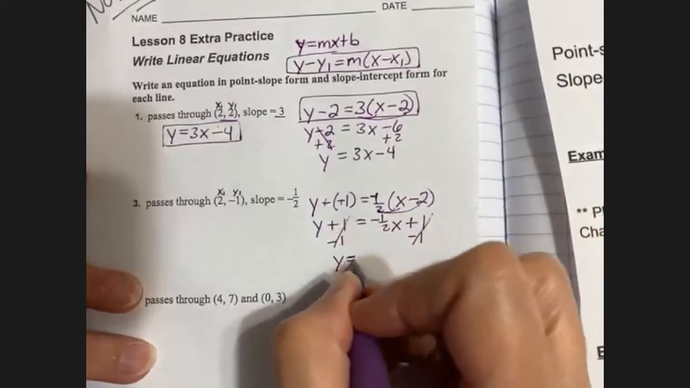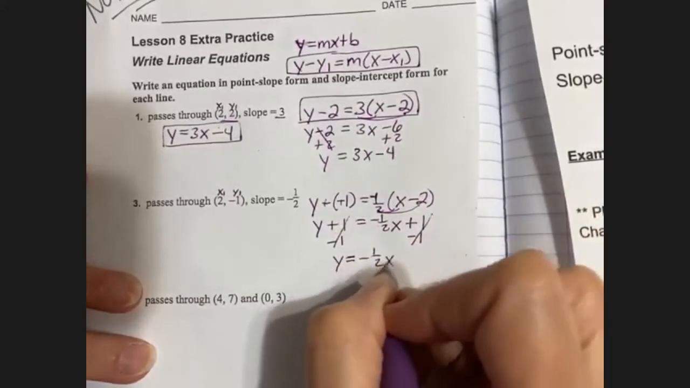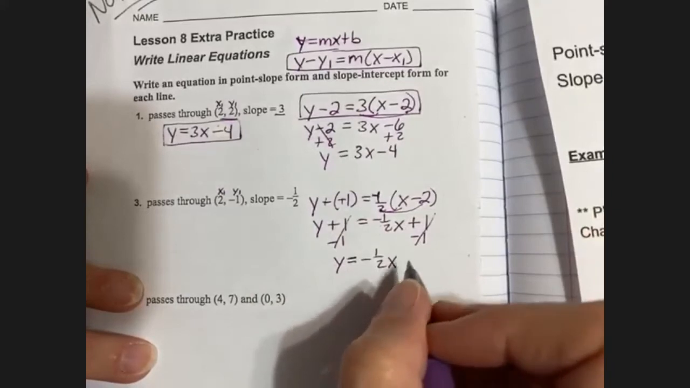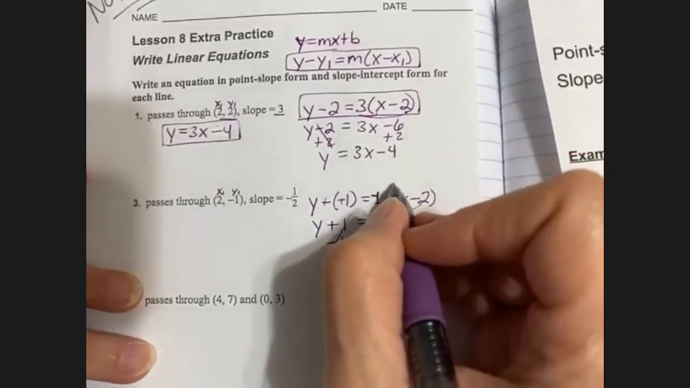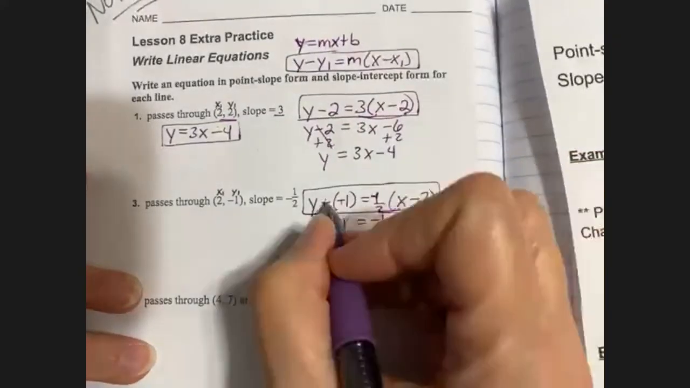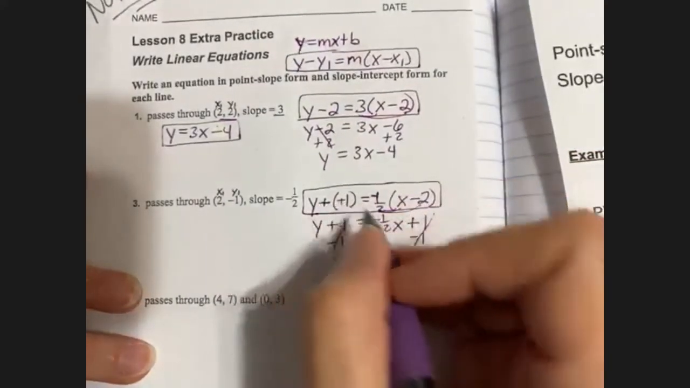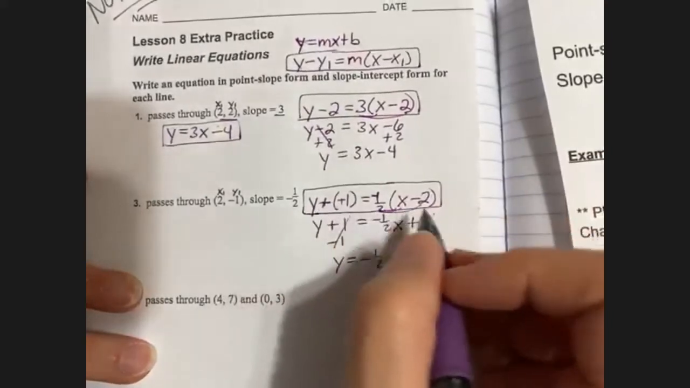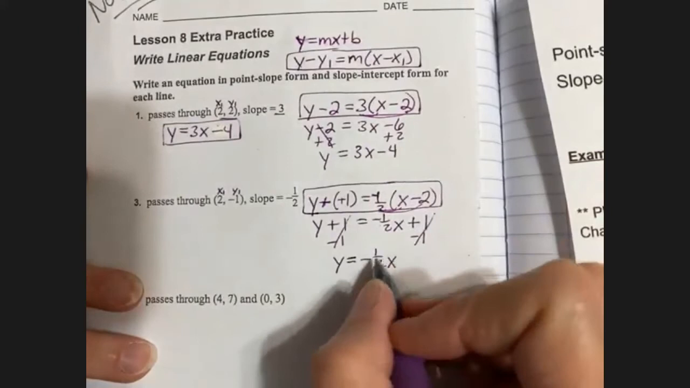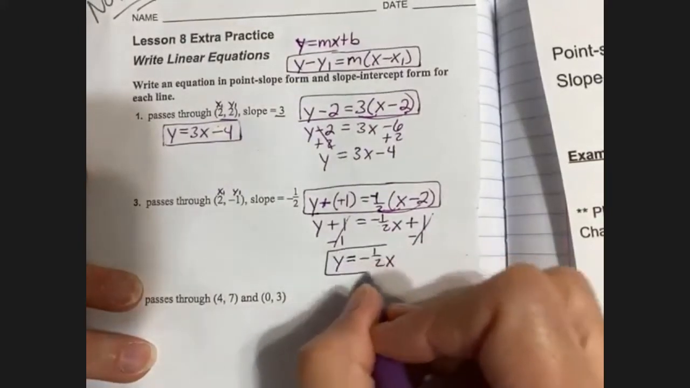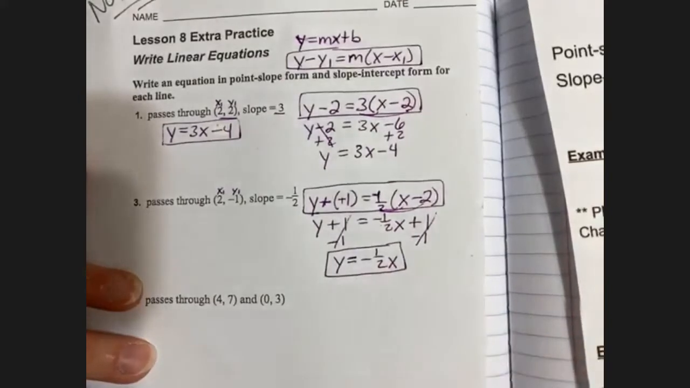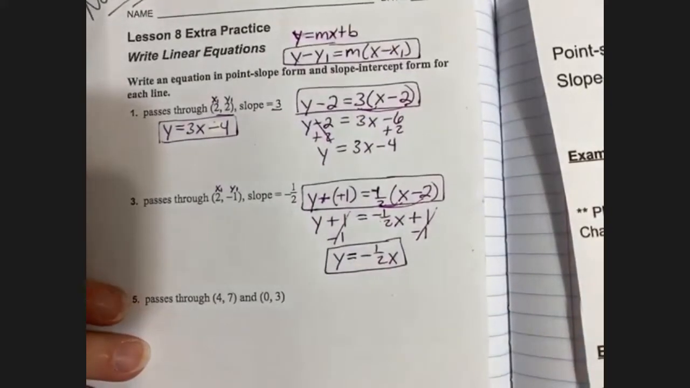And I get y equals negative 1/2 x. Notice there's no b here, and that's okay. So basically, this right here is our point slope format. And again, we probably want to put y plus 1 equals negative 1/2 times that. And then the equation of the line in y equals mx plus b, or what we call slope intercept form, is y equals negative 1/2 x. So we have them in both forms.